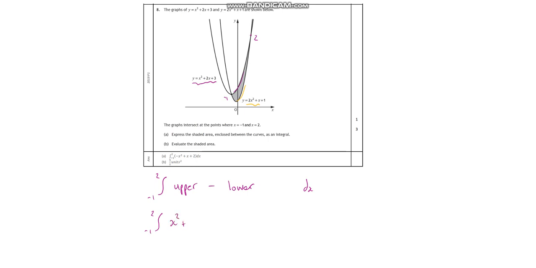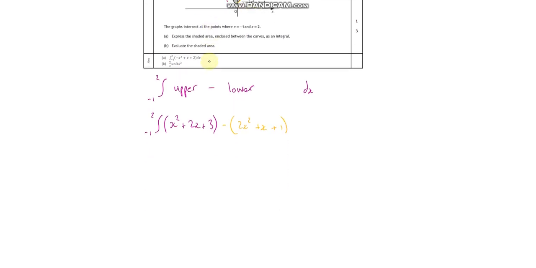So x squared plus 2x plus 3. And from that, I'm going to take away the lower one. Let's put that in a different colour. Take away 2x squared plus x. Now I've still got to find dx as well. I'm integrating with respect to x, looking between the curve and the x-axis. So, integrate that. That's going to be negative x squared, and then 2x take away x is x, and 3 take away 1 is 2.